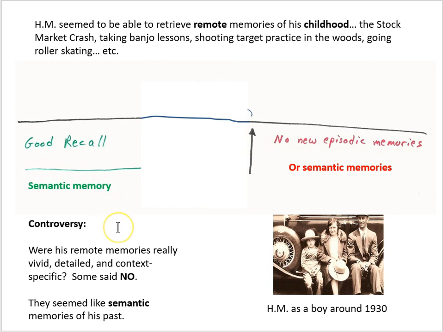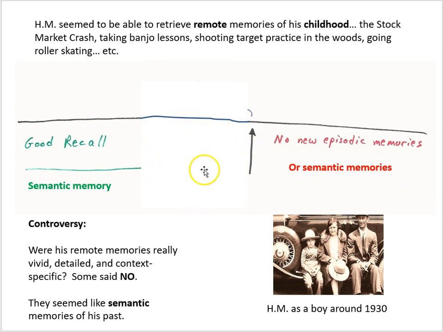But this was controversial because psychologists were intrigued by the way he described those childhood events. And the question arose, were his remote memories really vivid, detailed, and context-specific? In other words, was he sort of reliving those childhood experiences? And some psychologists said, no, he wasn't. It was rather that he was describing them like they were semantic memories, just facts about his earlier self, that he used to do this or do that, or he liked this or that. He wasn't having that lived experience that we associate with episodic memories. So this remained controversial, but certainly he had access to semantic memory, and he had a semantic version of his past episodic memories as well.